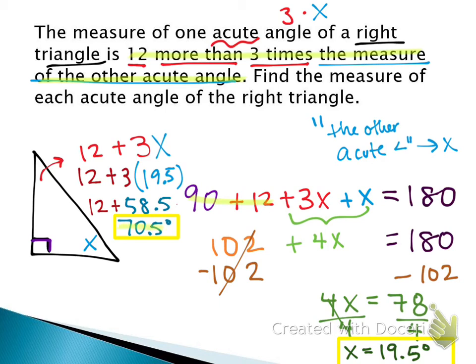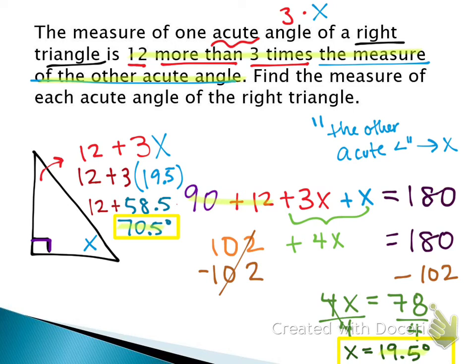So what is a way I can check that all of this is correct? Add them. What is 70 and a half plus 19 and a half? 90. And then plus 90 is 180. So you're correct. These two acute angles should always add up to 90. It's actually a property in your book. I don't make you memorize it because you should just know. There's 90 degrees left. These two will add up to 90. The 19.5 is x. This is the measure of the other angle.